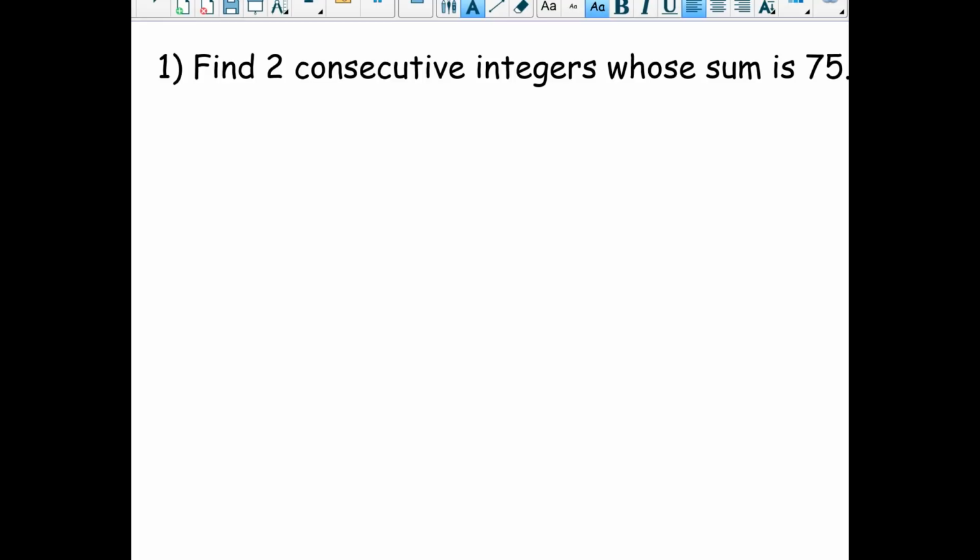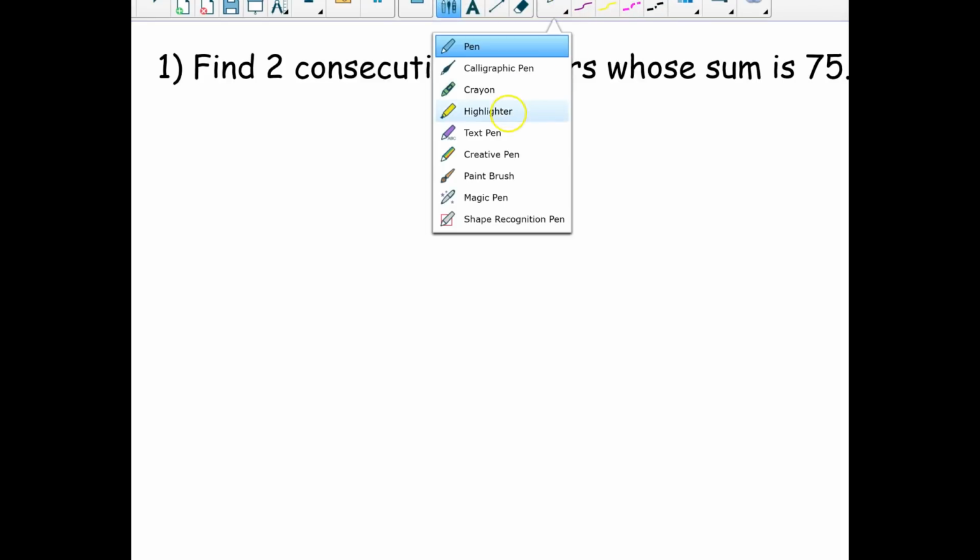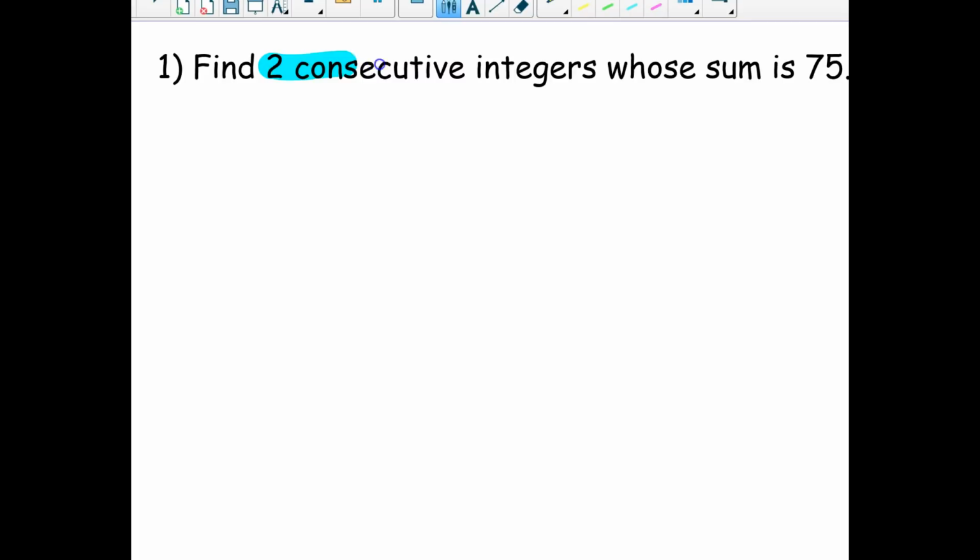Hey guys, so when solving consecutive integer equations, the first thing we need to do is define our variables and set them up. So this question says to find two consecutive integers whose sum is 75. So I'm going to do some highlighting. So I want two consecutive integers whose sum is 75.